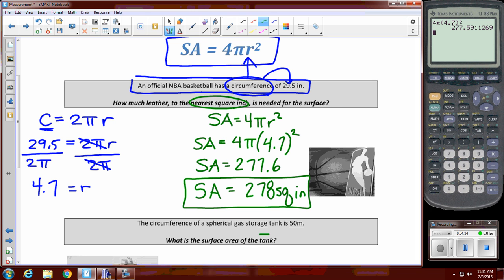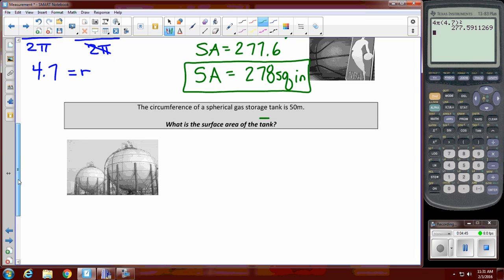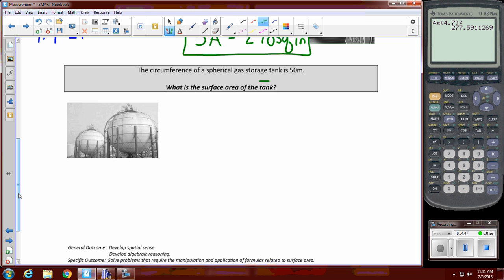So we had to use our knowledge of circumference and some algebra skills to figure out our radius, and then eventually use it in the surface area formula. This next question follows the same steps. It's saying we have a circumference of a spherical gas tank to be 50 meters. What's the surface area of the tank? So how much metal is on the outside of that tank?